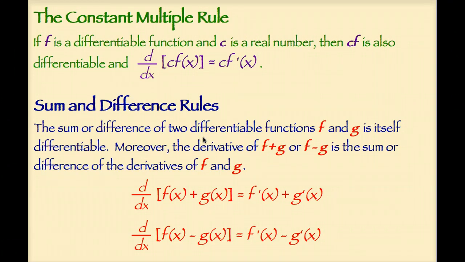The sum or difference of two differentiable functions f and g is itself differentiable. Moreover, the derivative of f plus g or f minus g is the sum or difference of the derivatives of f and g. The derivative with respect to x of f of x plus g of x will be f prime of x plus g prime of x. The derivative with respect to x of f of x minus g of x will equal f prime of x minus g prime of x. It's going to be just as simple as taking the derivative of each function and adding them or subtracting them.